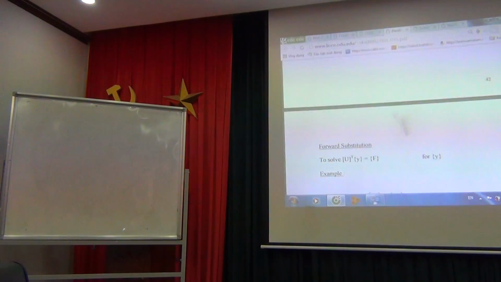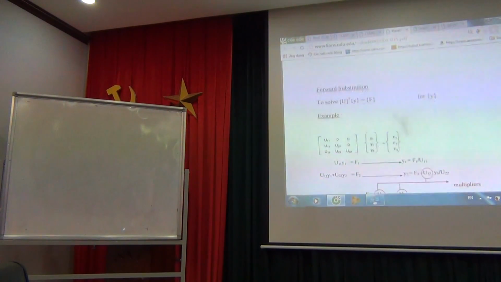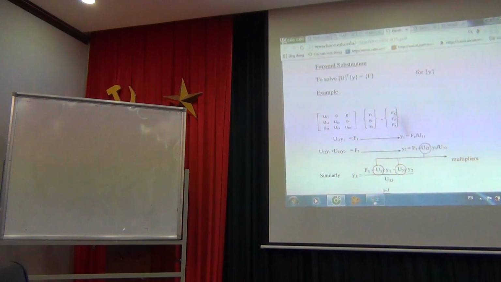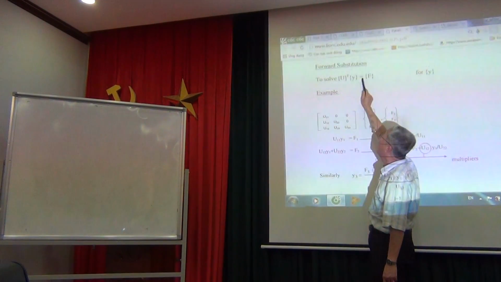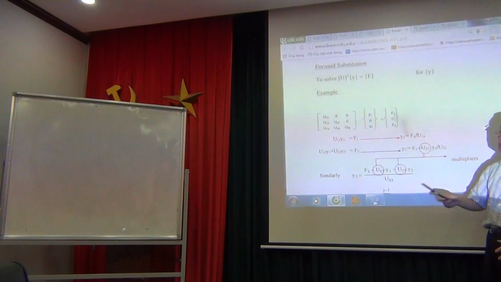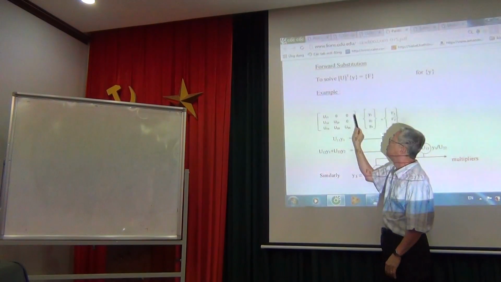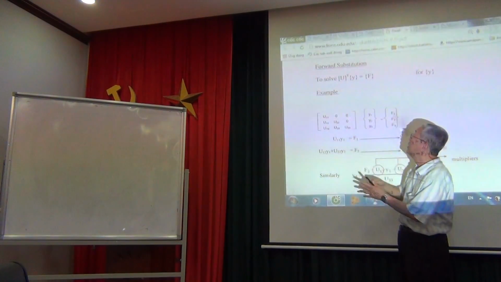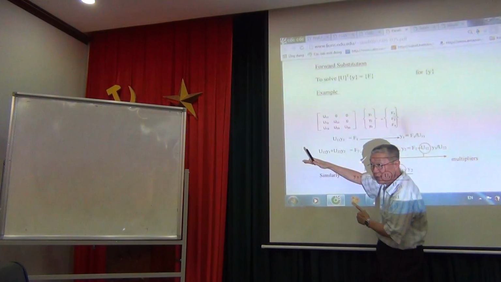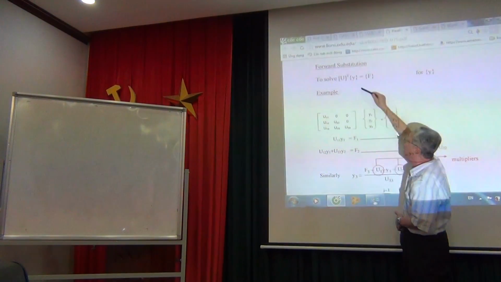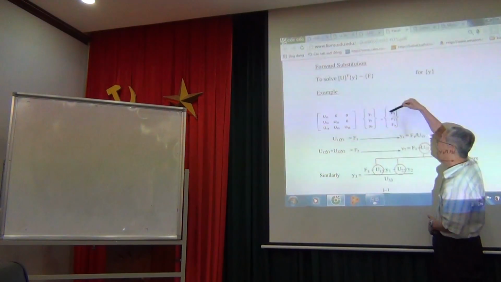Okay. Pages 42, 43 are the details about the so-called forward solution phase. Remember step number 2? In step number 2, we have U transpose times Y equal to F, right? So in the long form, U transpose looks like this. Because remember, U is an upper triangular, so U transpose is a lower triangular. Vector Y is here, F is here.